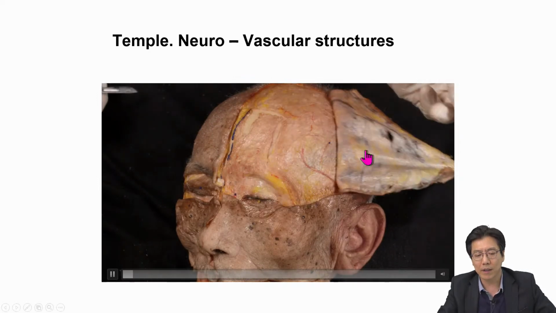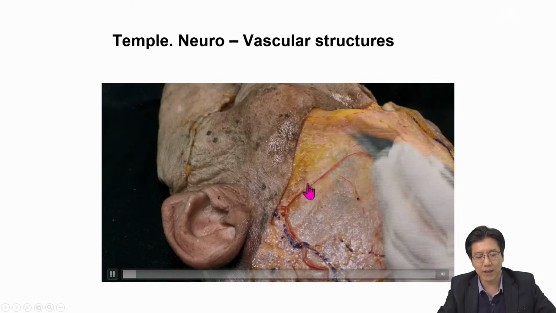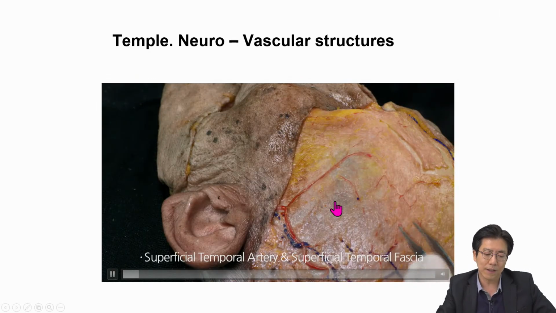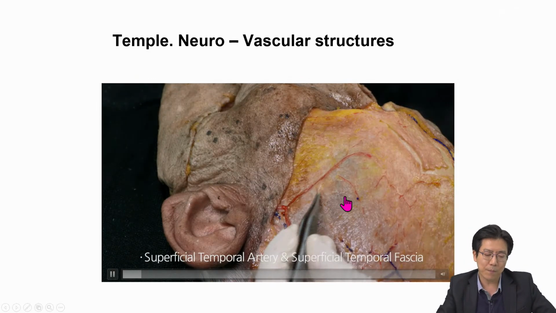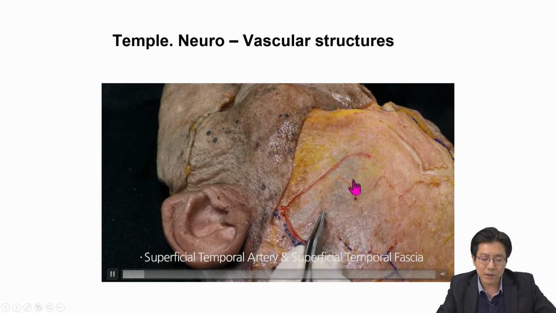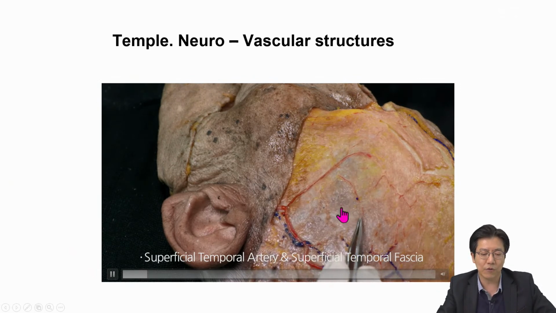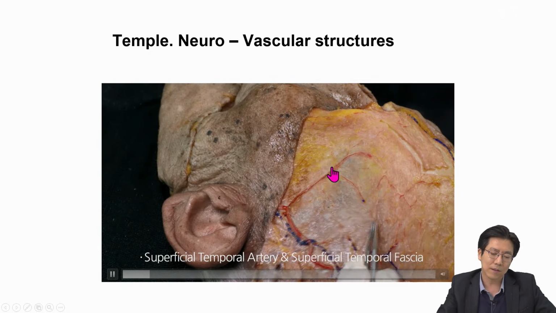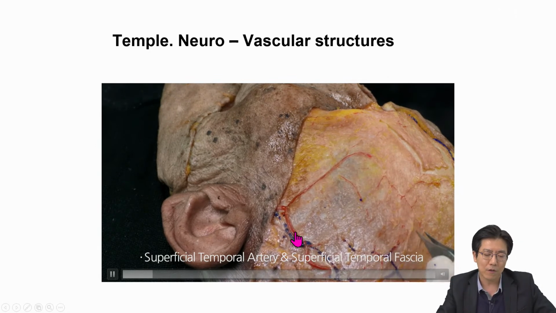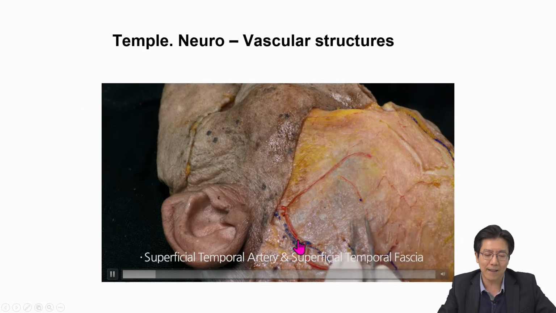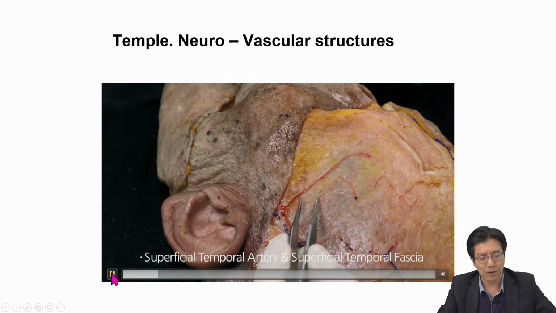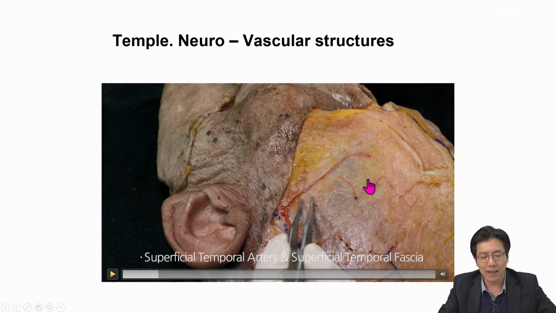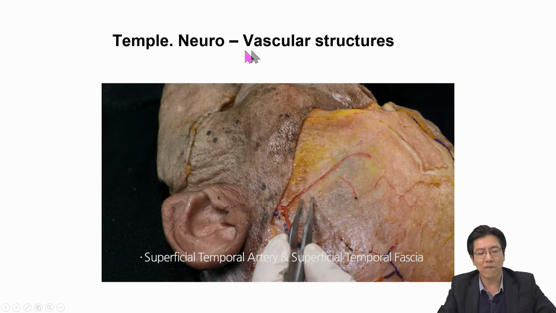I open the skin, and you can see the subcutaneous fat and the fascial structures. This is the superficial temporal fascia. Just on this fascia, you can see the vessels, the superficial temporal artery, the superficial temporal vein, and the facial nerve. What you can understand is that these important neurovascular structures are quite superficial.